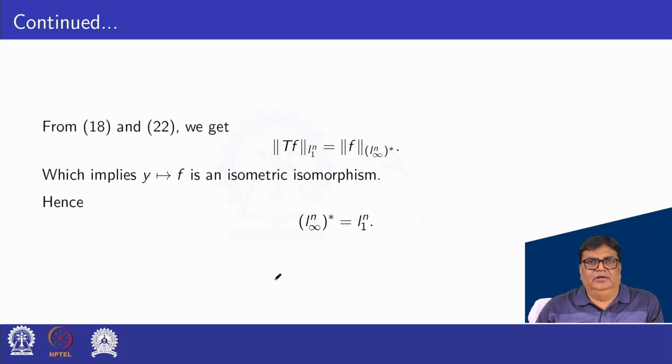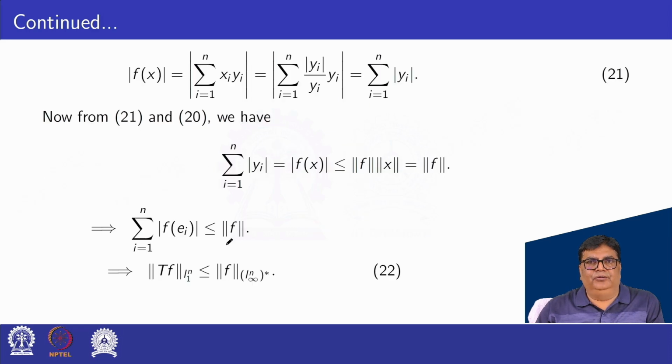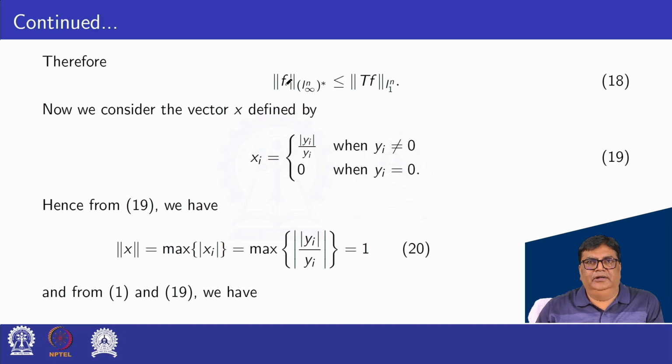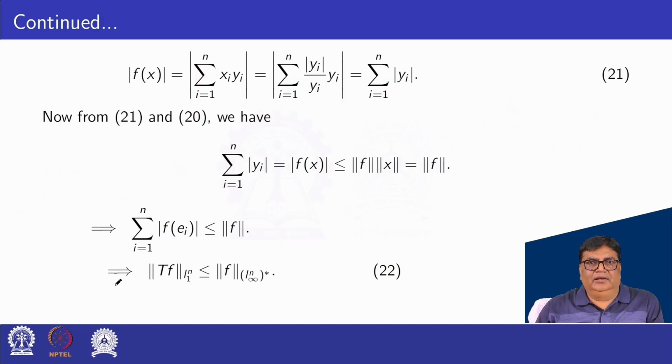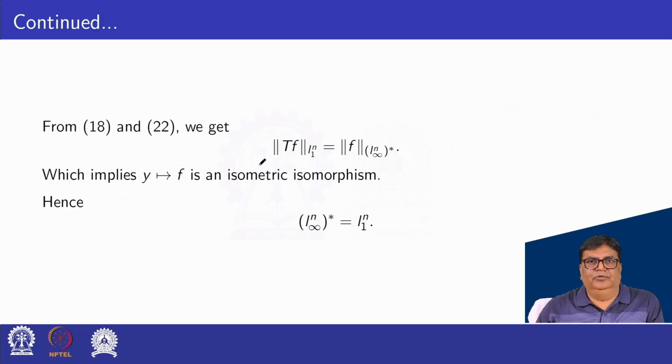Okay, so from 18 and 22, we get norm Tf L1n equal to norm f L infinity n star. So this y to f is an isometric isomorphism. Hence L infinity n star is L1 n, that is, dual of L infinity n is L1 n.